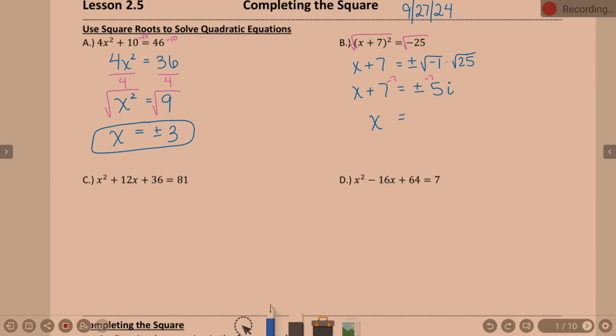We're down to just x, yes? Now, the right side. Can I put the 7 and the 5i together? No, or excuse me, negative 7 and 5i. I can't put them together because they're not like terms, are they? So here's the deal. You could write plus or minus 5i minus 7.